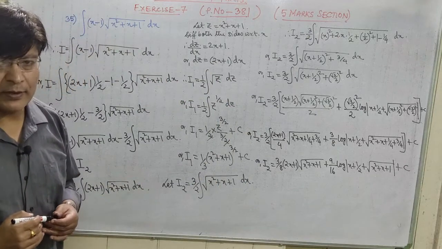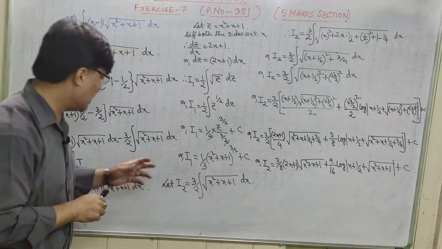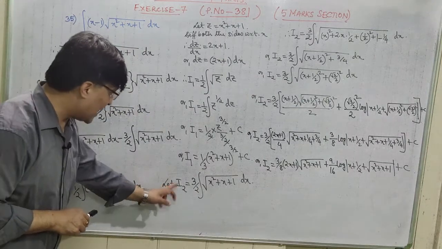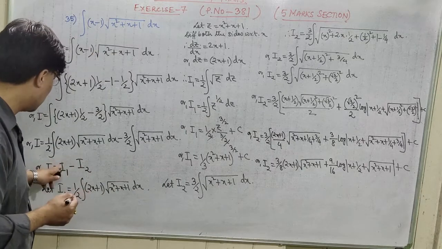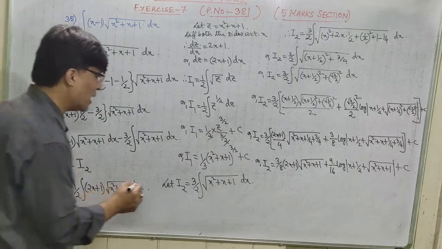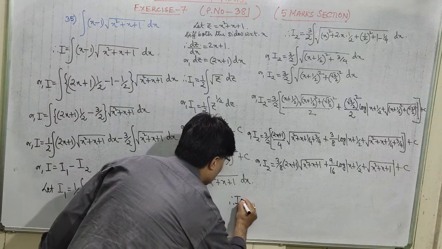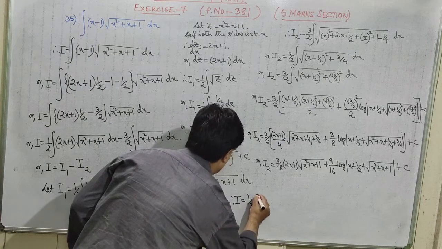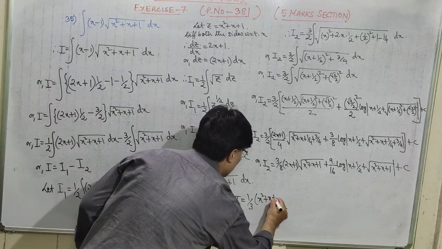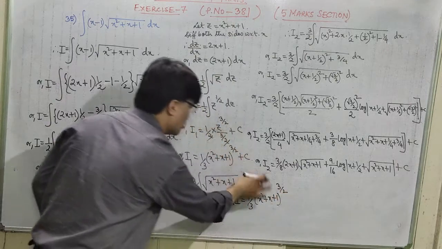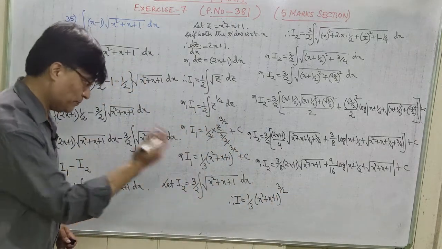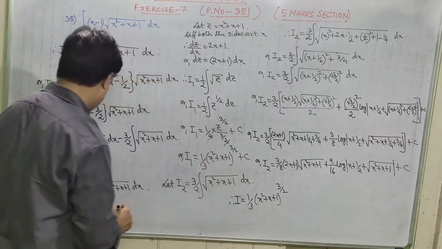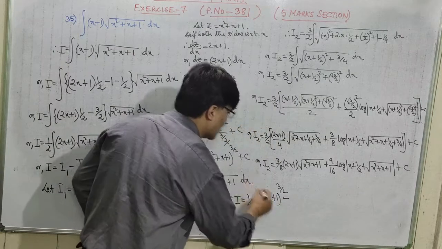But this is not the answer. The answer is the value for I. So let us put these values of I1 as well as I2 in I. That is I is equal to I1 minus I2. That is I is equal to, what is I1 here? Here I1 is 1/3 x square plus x plus 1 whole to the power 3 by 2. Don't have to write plus c here. So in the last part of the answer you should write c. Okay, don't write c here. Minus, what is I2?